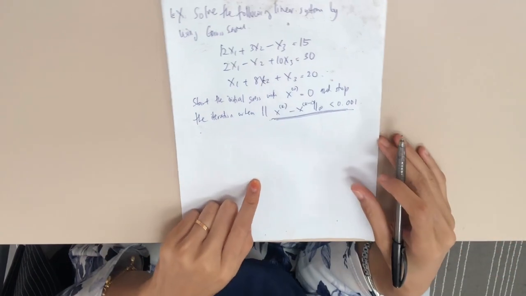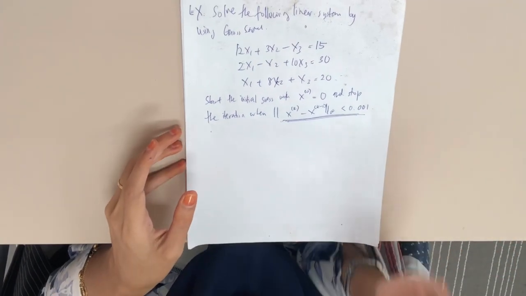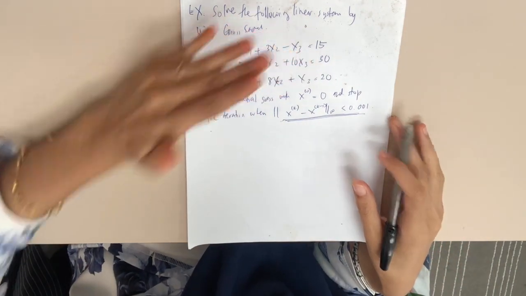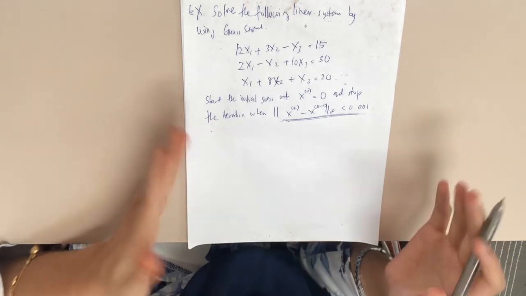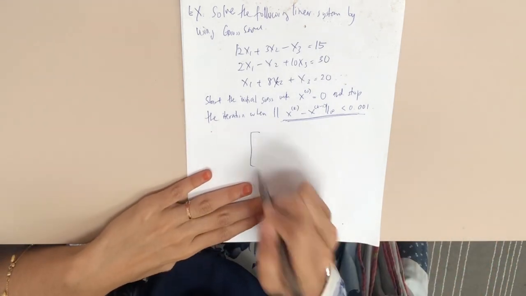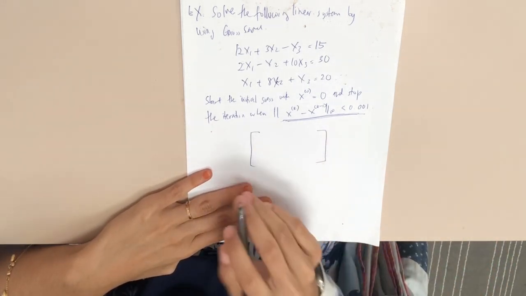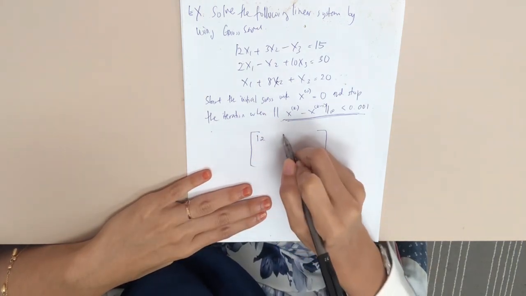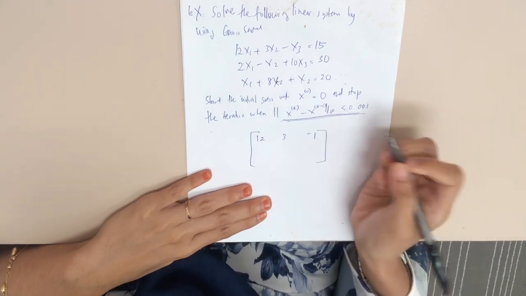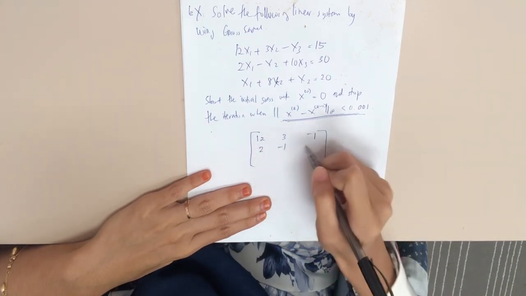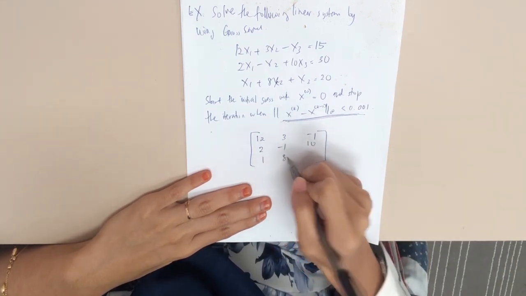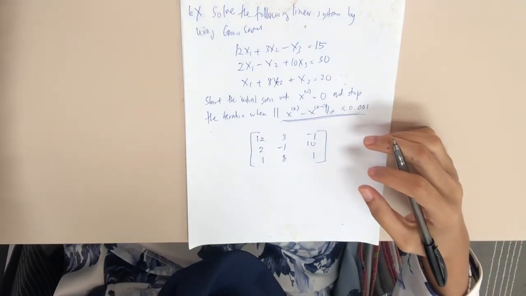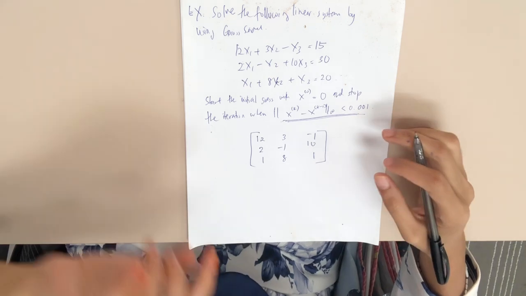Okay, so now the first step is you need to transform this linear system into matrix A lah. Okay, just a matrix of the coefficients here. So transform it to become 12, 3, negative 1, and then 2, negative 1, 10, 1, 8, 1. Okay, so this is the matrix that you get after you transform from the linear system.